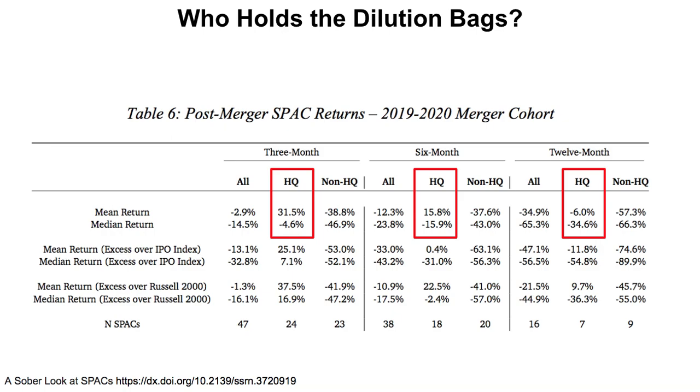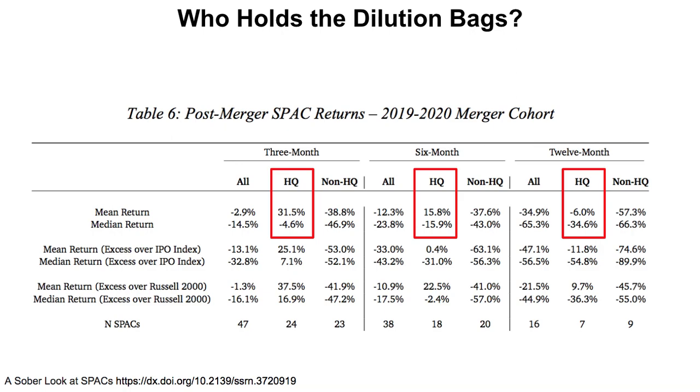And based on this, 3 months after the merger, the mean average return for high quality SPACs is 31%. 6 months after the merger, this average return will drop to 15.8%. And 12 months after the merger, between the SPAC and the target company, this high quality SPAC average return will actually drop back to minus 6%. So this pretty much tells you the institutes dumped the bag right before the merger happened.